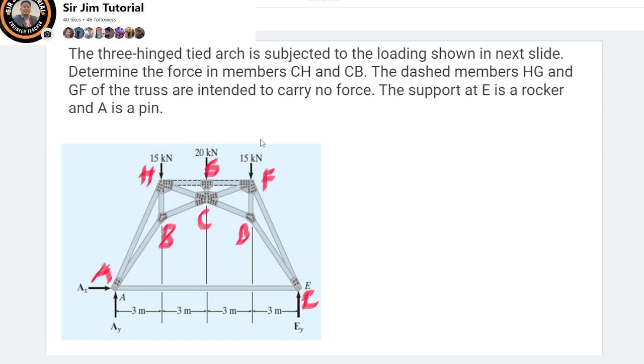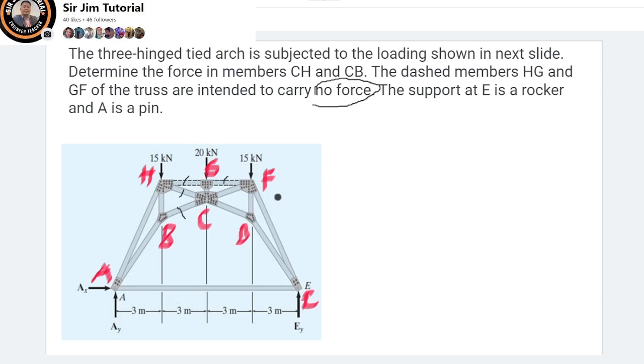So this is a three-hinge arc, and the question is just to compute for CH and then CB. Where's the CH? This is the CH, and this one is CB. The dashed members HG and GF have no force, meaning it is already zero. The support is a rocker and A is a pin.